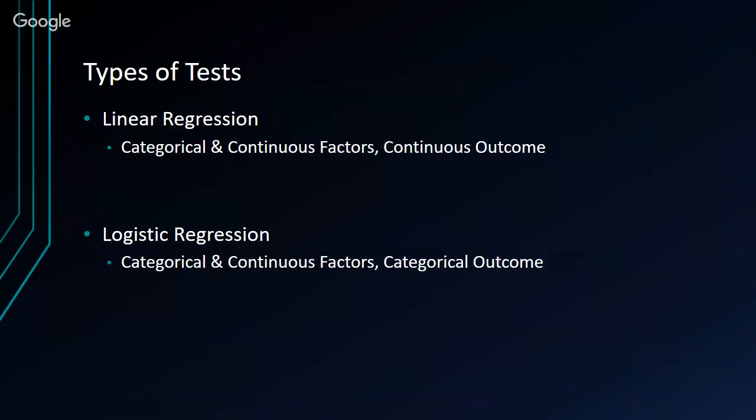Both types of regression tests have categorical and continuous factors. The difference is that linear regressions have continuous outcomes, while logistic regressions have categorical outcomes. So an example of a linear regression is the effect of height and gender on blood pressure, and logistic would be the effect of height and gender on a decision to undergo surgery for some procedure. Does that make sense? Try not to get them mixed up. Any questions at all up to this point? Oh, we are cruising.